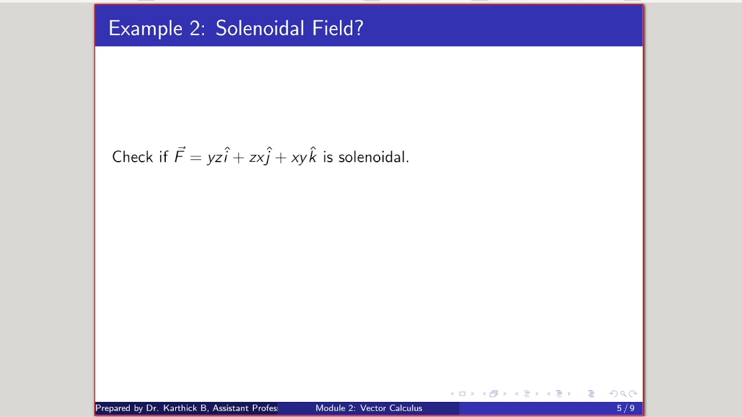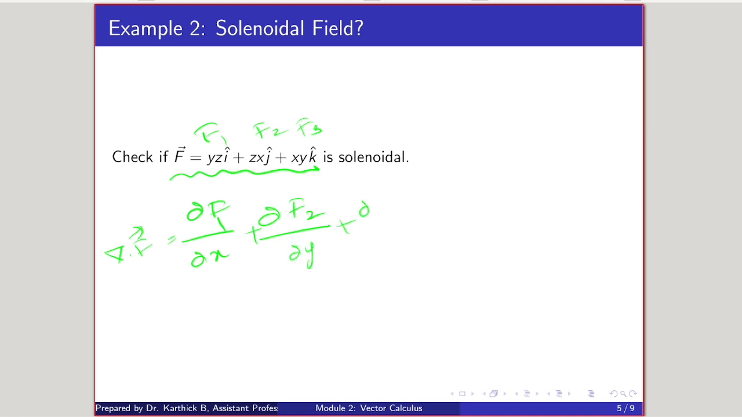Then we will solve one more problem. We have to check whether it is solenoidal or not. First, we will find the gradient dot F vector. It will be dou f1 by dou x plus dou f2 by dou y plus dou f3 by dou z, where for our representation this will be f1, f2, f3. If I differentiate f1 with respect to x, it becomes 0. Now if I differentiate f2 with respect to y, there is no y term, so it becomes 0. If I differentiate the third term with respect to z, it is 0. So finally you will get 0. The gradient dot F vector becomes 0. It is solenoidal.